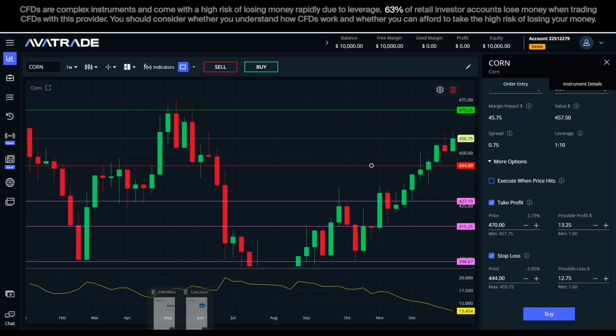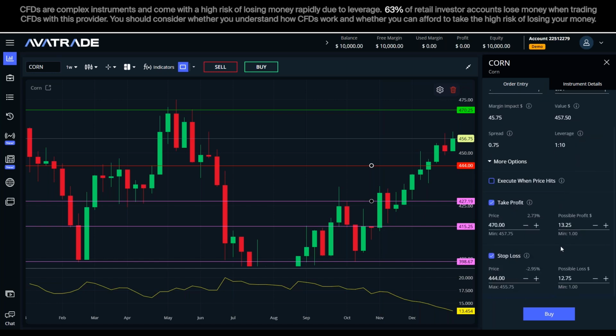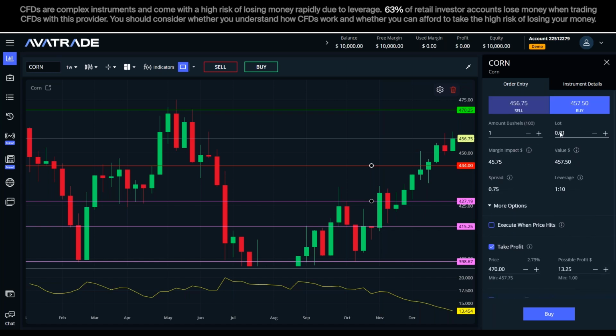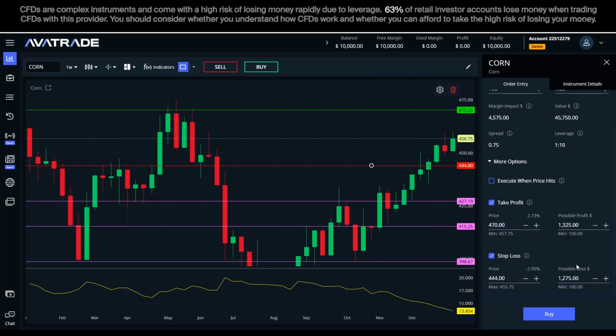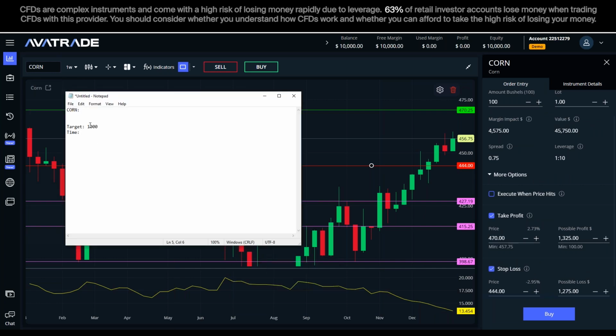But to get to 1,000, we need to increase the units that we take. The amount of profit or loss that we're going to make is based on the number of units that we have times the price difference from the entry. So a movement of 13 with 1 unit will give us 13. If I had 10 units, 130. If I had 100, 1,300, right? Very, very simple. So how many do we need to get to 1,000?